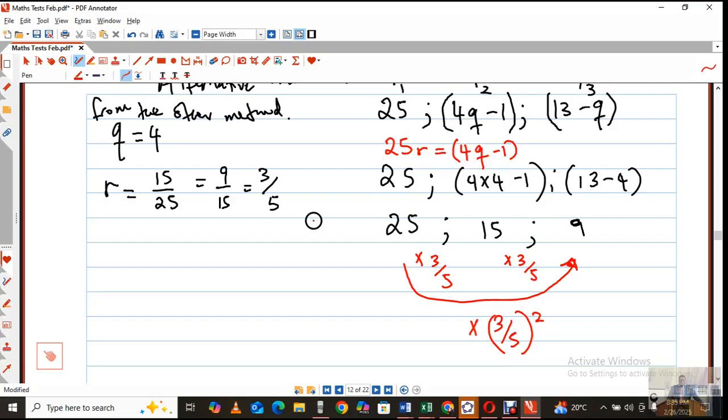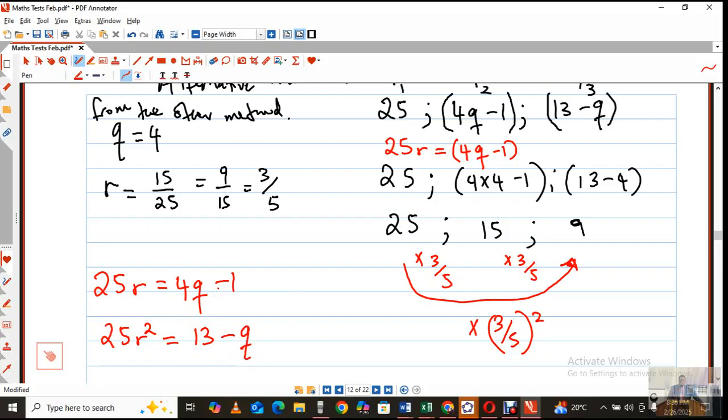Okay, so let me just write it down. 25 times r will give me 4q minus 1. What is the next one? If I go from 25 to the third one, I'll be saying 25 times r cubed. No, my goodness gracious, r squared, to make the point. 25 r squared should give me the third term, which happens to be 13 minus q.